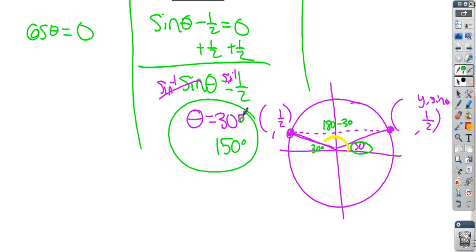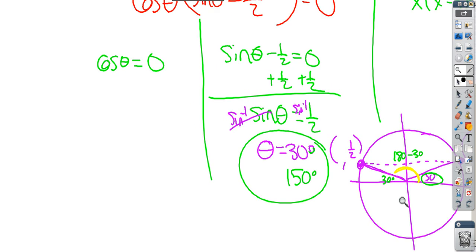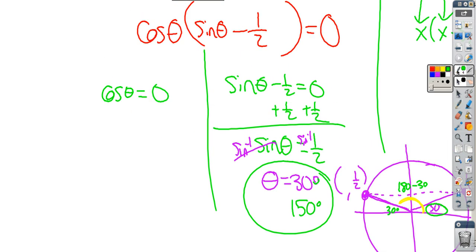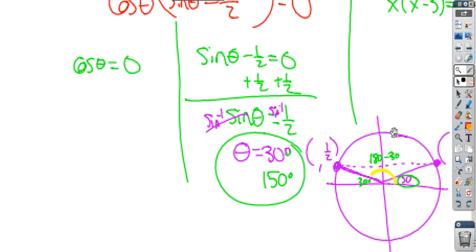So that's at least the first part. Alright, the next thing we need to do is we need to be able to find the cosine portion as well. So it says cosine of theta is equal to 0. And actually for that we can just look at the unit circle.